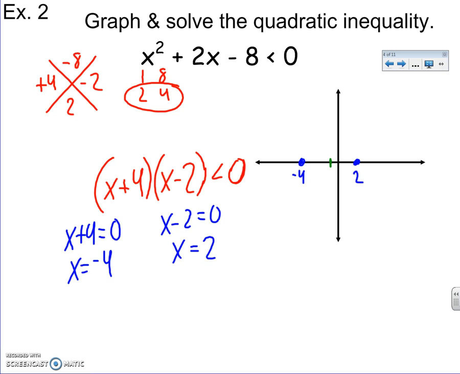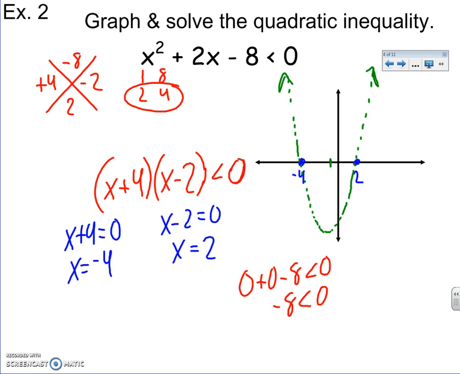And this is a dotted line. Now I don't know where this bottom is, but I know it's somewhere there. It's not drawn to scale. Here's my picture. Now I do a test point 0, 0, because that's inside, that's usable. 0 for x, so 0 squared is just 0. Plus 2 times 0 is just 0. Minus 8 is less than 0. Negative 8 is smaller than 0. That's true. So I shade with the test point. Here I shade inside here.